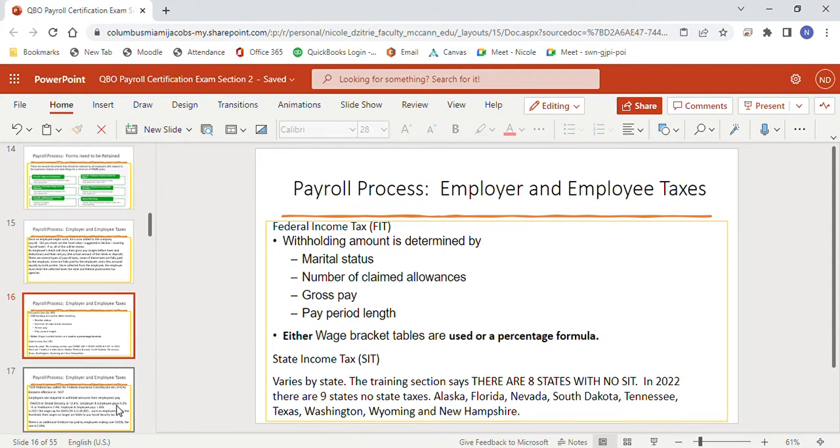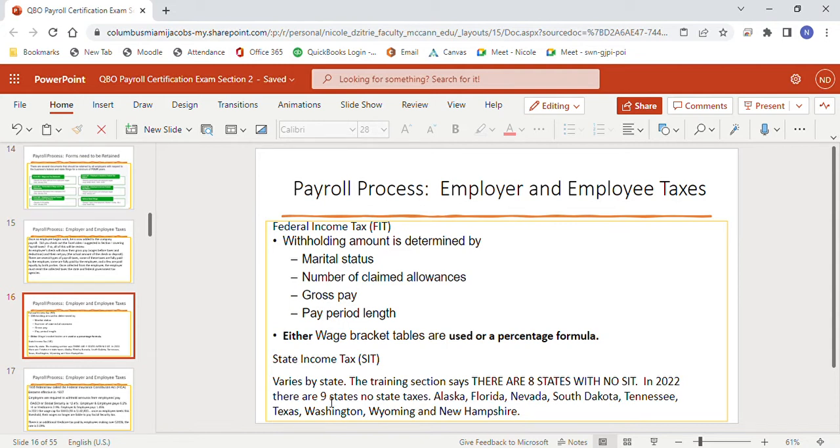And I do want to note, if you go to the training section in the specialty training and you watch the video, the woman there says that there's 8 states without SIT. And that's SIT is state income tax withheld. But that is not true. In 2022 as well as 2021, there are 9 states that do not have state taxes. So on the exam, you're going to put 9. I just noted this for you because when I was watching the training video, I did notice she said 8. So that is no longer, I don't know when she did that video, but that is no longer accurate. So if you take the exam, you're going to put 9. The answer is 9 if you have that question.